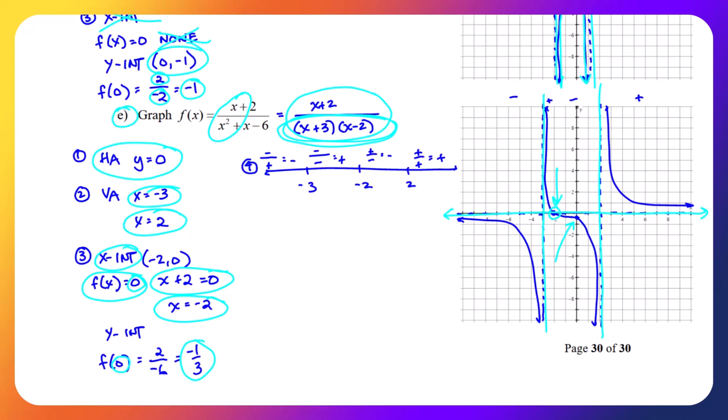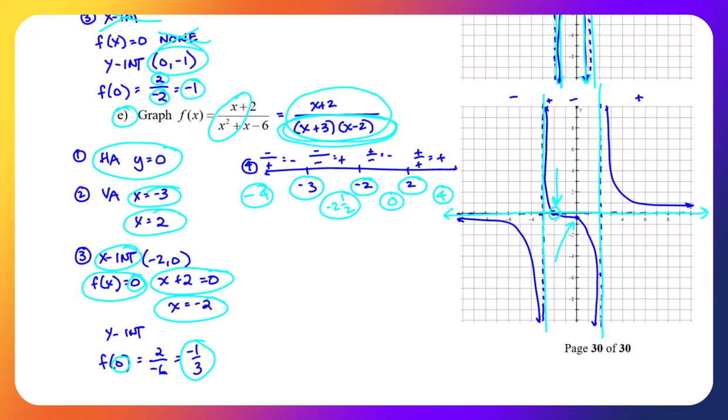Now again, our boundaries for our regions are the vertical asymptotes, negative 3 and 2, and the x-intercept of negative 2. We don't worry about the y-intercept. I would pick negative 4 to the left of negative 3. How about negative 2.5 between negative 2 and negative 3? How about 0 between negative 2 and 2? And how about 4 to the right of 2?